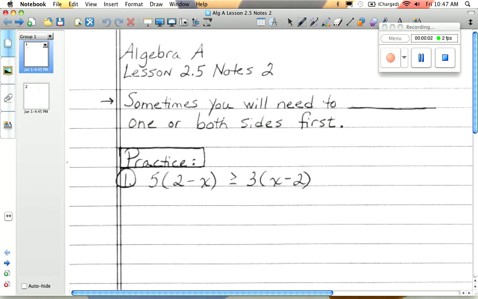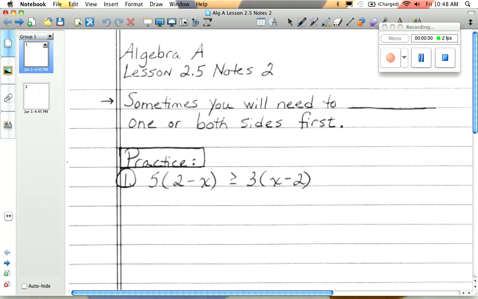And yesterday, what was the new, different thing that we hadn't had happen in solving inequalities before, but yet we had done it with equations? What was it? Solving with variables on both sides.